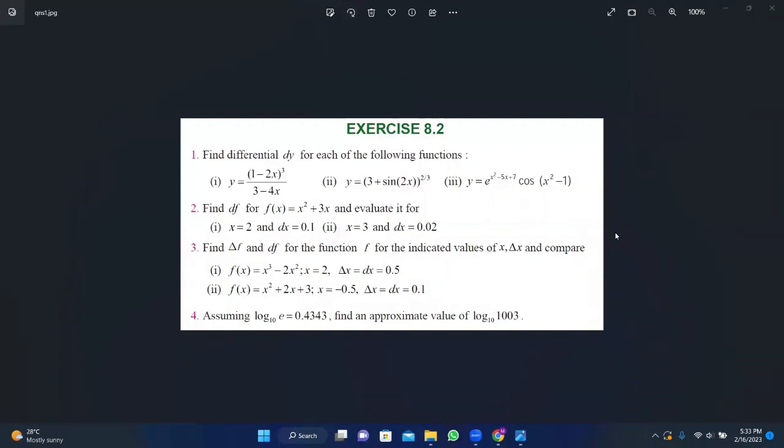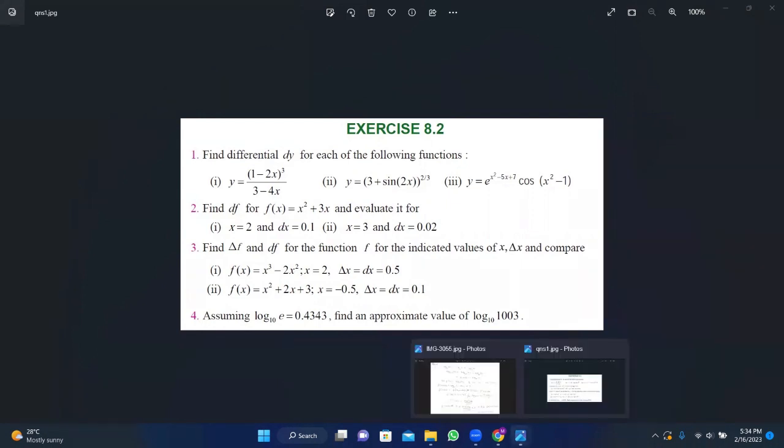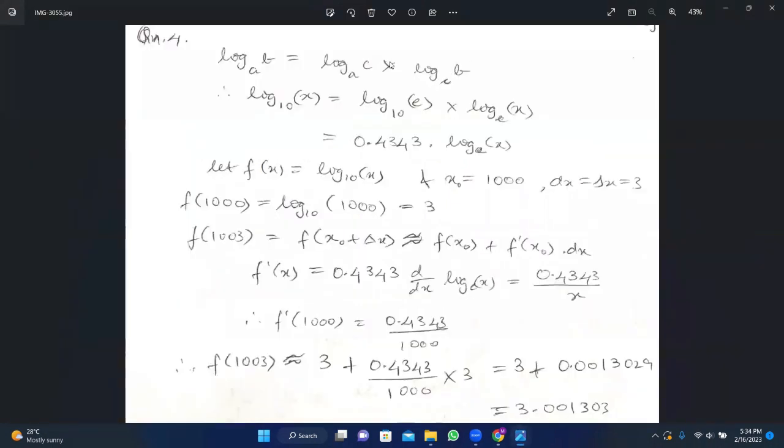So we move on to the next question, which is question 4. Assuming log e to the base 10 is equal to 0.4343, find an approximate value of logarithm of 1003 to the base 10. For this, we will use the concept of differentials.